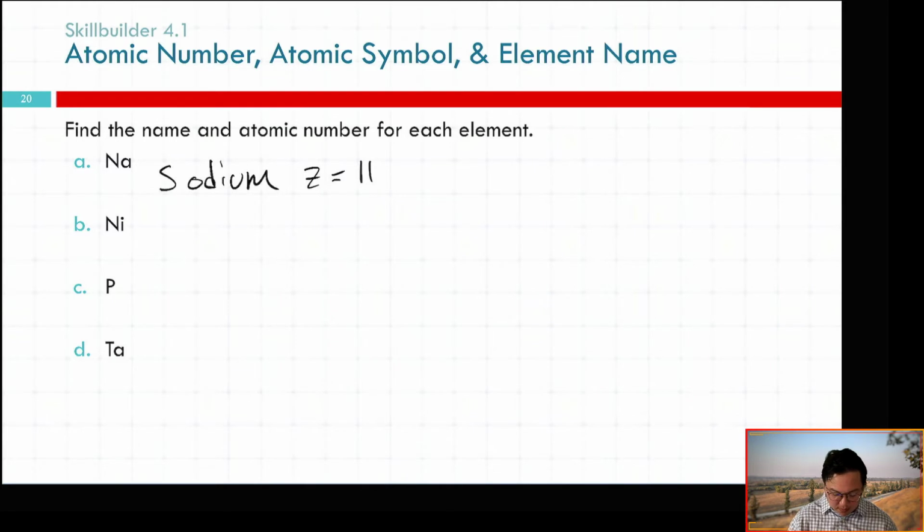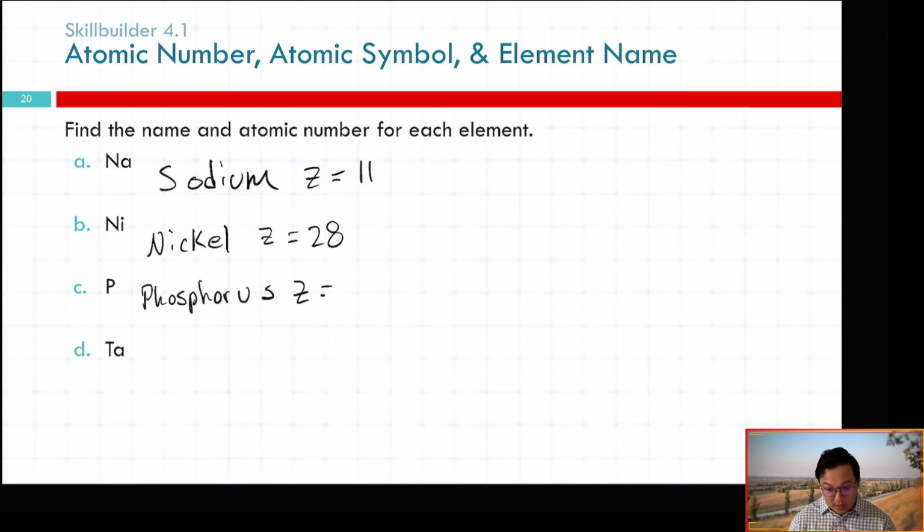Nickel is the second one. Right, and again, Z is 28 for nickel. And then for P, phosphorus. I spelled that wrong. It's just a U. Z is 15. And the last one, got a couple of you, is tantalum.